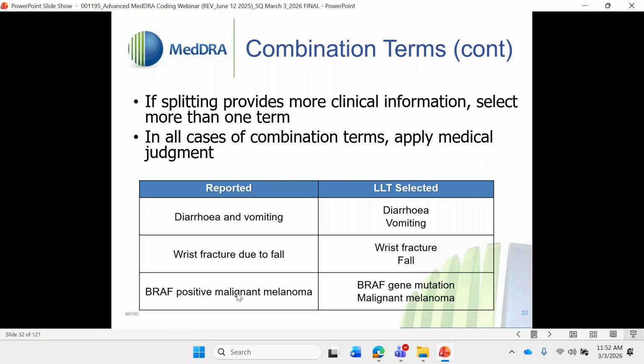And here in the BRAF positive malignant melanoma, we don't have one term that has both things in there. So you would definitely have to capture that it's a malignant melanoma, but you have the type. It's a BRAF gene mutation type of malignant melanoma. So you would capture both.